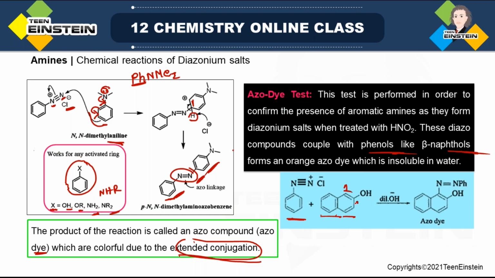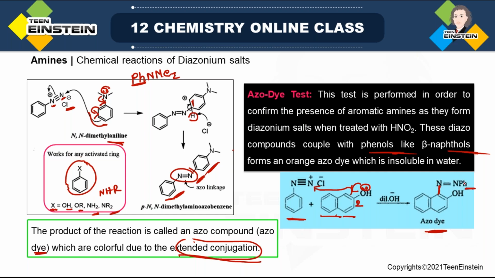This is position 1, this is position 2. So in this case also, this ortho position, with respect to the OH, is highly activated. That is why the attack is occurring through this position. You can also consider resonance like this. See, negative charge density is very high at this position, which will attack here. That is why this C-N bond is produced. So this is the azo dye.